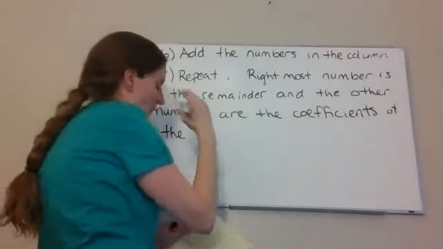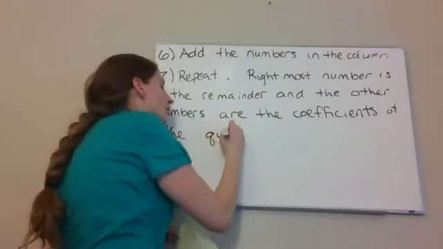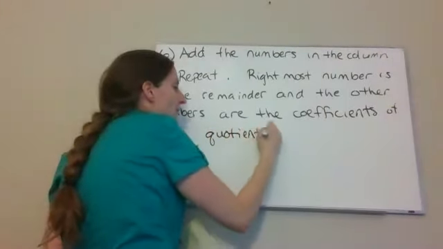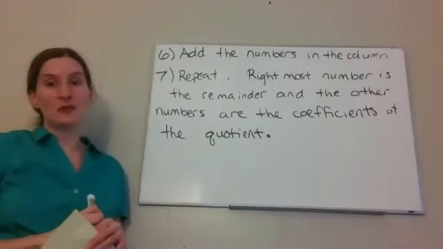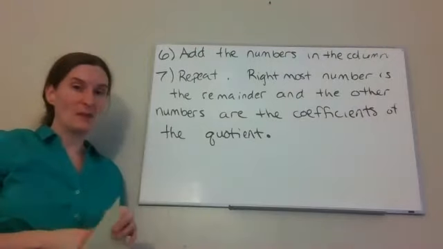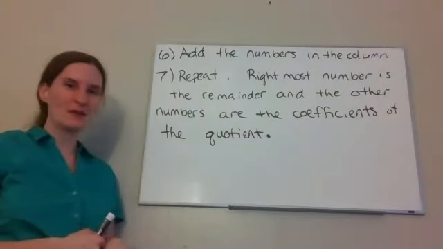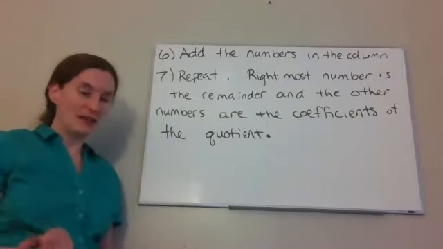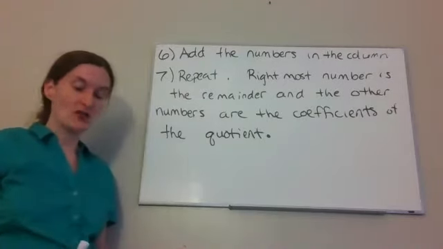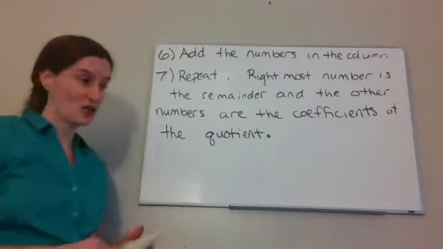Not the divisor, I'm sorry. Coefficients of the quotient, your answer. All right, so that seems like a lot of work and a lot of steps, but it takes way longer to write out the steps than to actually just do them. So I'm going to do an example using synthetic division to show you how much quicker it actually is.